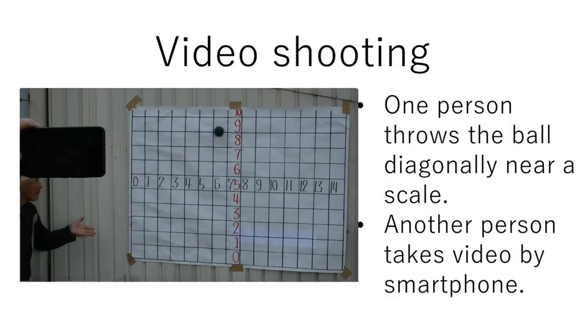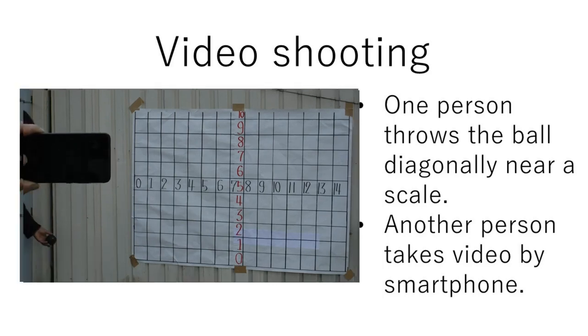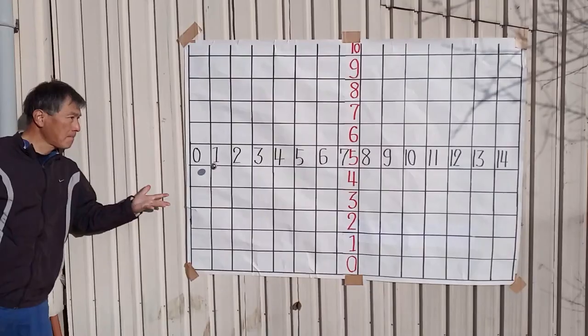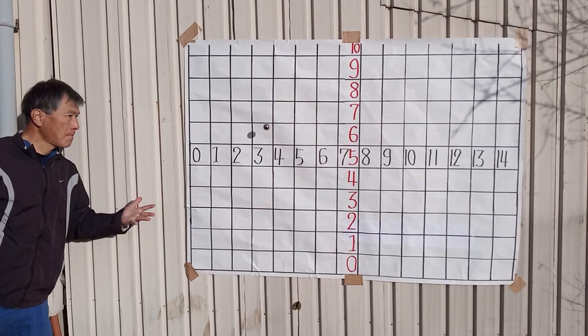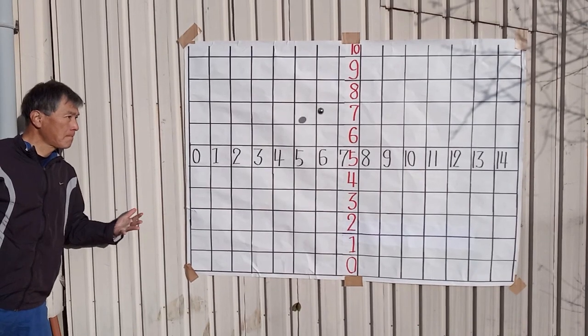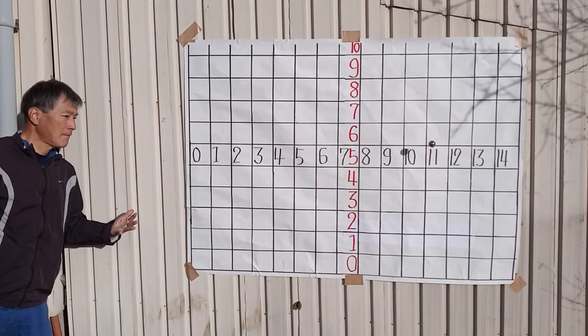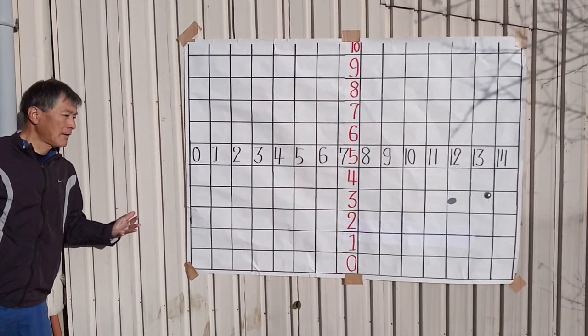Video shooting. One person throws the ball diagonally upward. Another person takes video by smartphone. The recorded video is played back frame by frame to read the ball position. Free software is available for this function.